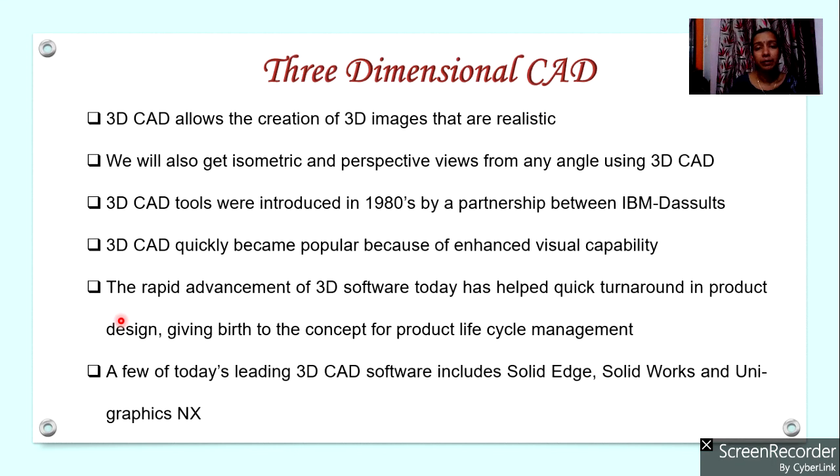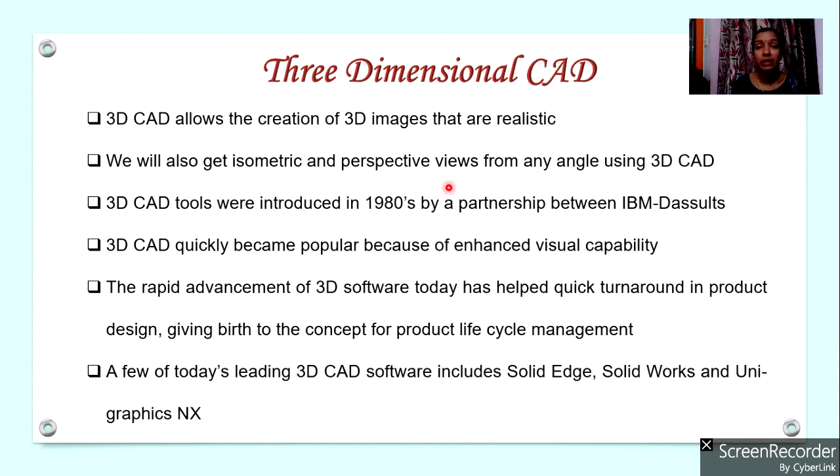Now let us see the three-dimensional CAD. We know three-dimensional CAD is a step up, an improvement of the older two-dimensional CAD software. As time passed, the processing capabilities as well as graphic display capabilities of computers improved, and with that we could develop three-dimensional images of objects. 3D images are more realistic. Here we will get isometric and perspective views from any angle using 3D CAD, which you may have studied in engineering graphics.